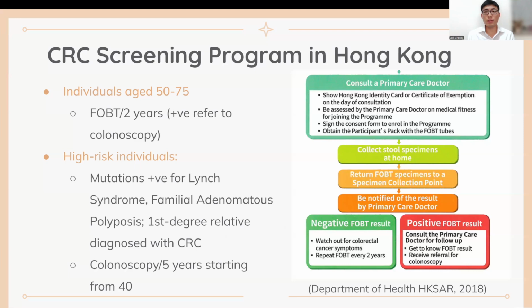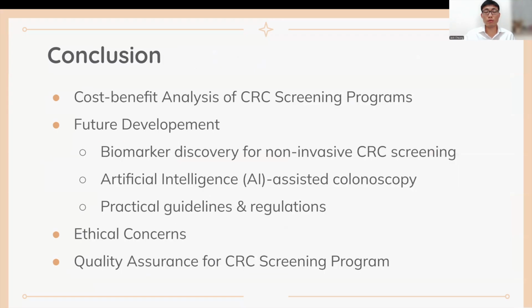A higher percentage is anticipated to be covered in the future in order to achieve early CRC diagnosis. In conclusion of this part, we should know about the cost-benefit analysis of different screening programs in order to choose the best method. In the future, the discovery of new biomarkers for non-invasive CRC screening, the incorporation of AI-assisted colonoscopy, and the development of practical guidelines and regulations are also included. In order to enhance the service quality of the screening program, ethical concerns, including thorough informed consent and quality assurance, should also be addressed.